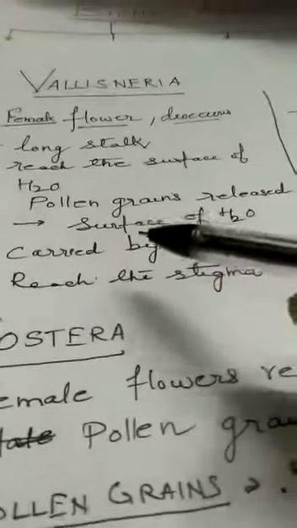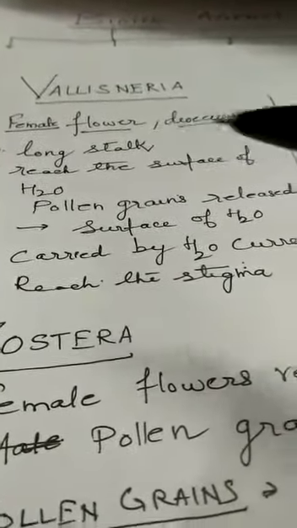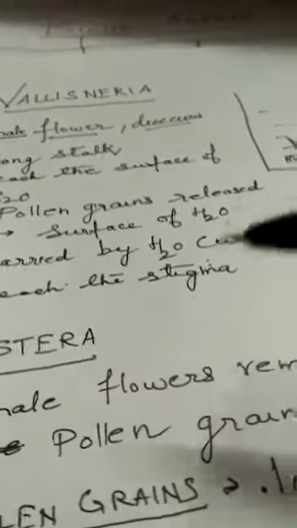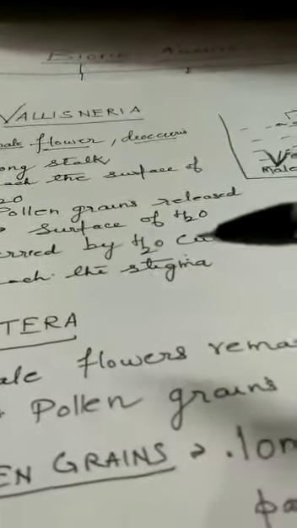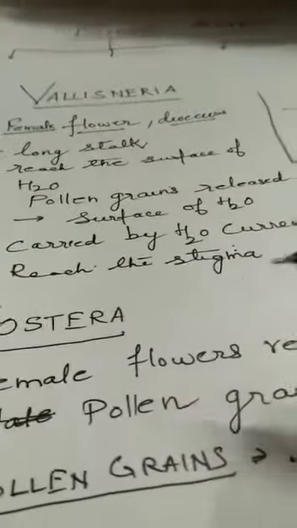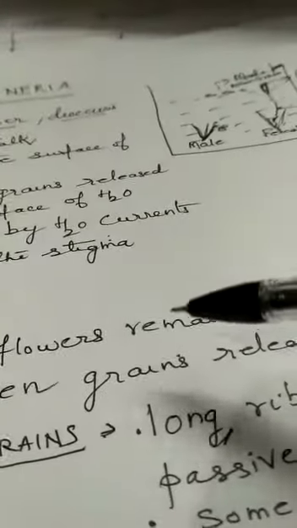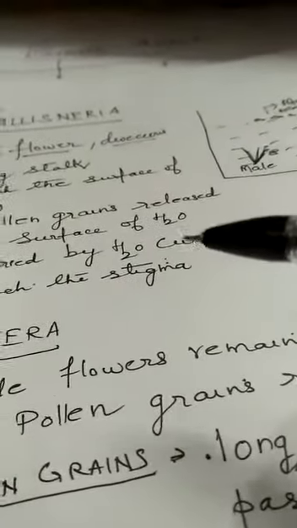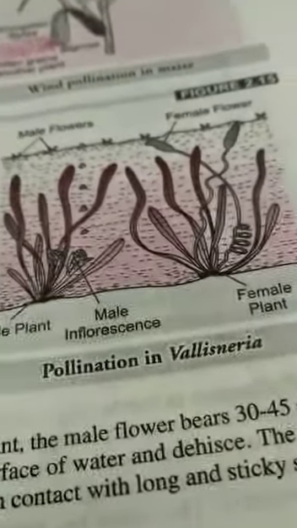So let us see the adaptations of this plant. The female flower has a long stalk, it reaches the surface of the water, pollen grains are released in the water and then they are carried to the surface of the water, and they are carried by the water currents and reach the stigma, and pollination is carried out. So look at this picture here. You can see pollination in Vallisneria.